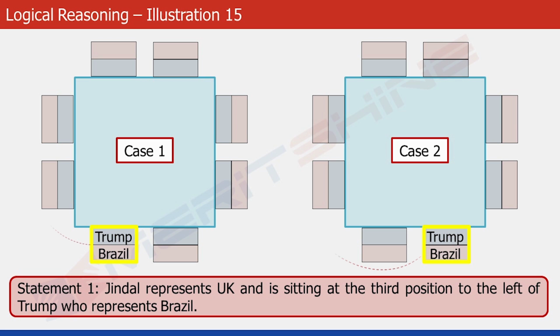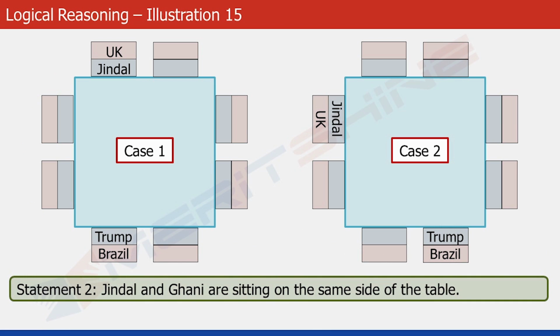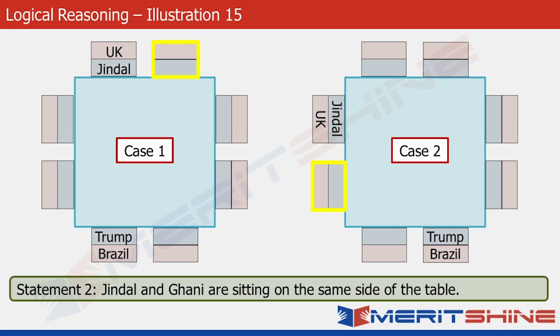So that's the position in the 2 cases. So let's put Jindal UK here. Let's move forward and look at statement 2 now. It says that Jindal and Ghani are sitting on the same side of the table. So that's the position in the 2 cases, highlighted in yellow. So let's put Ghani in the 2 boxes.